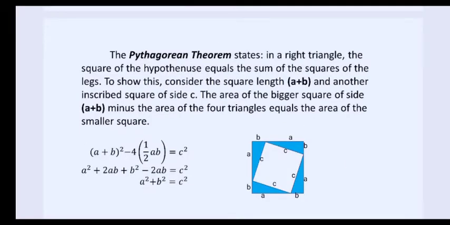Okay, so let us now find the Pythagorean theorem. The Pythagorean theorem states that in a right triangle, the square of the hypotenuse equals the sum of the squares of the legs. To show this, consider the square of length A plus B in our figure and another inscribed square of side C. The area of the bigger square of side A plus B minus the area of the four triangles equals the area of the smaller square. So this is where the Pythagorean theorem was derived.